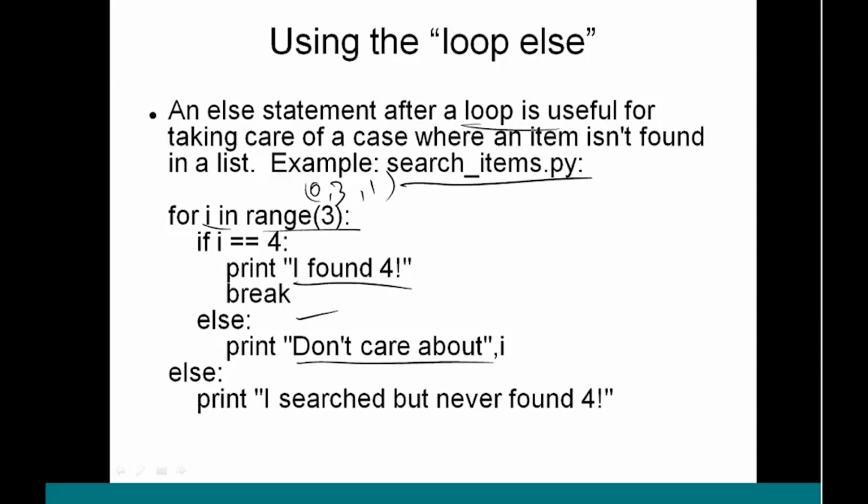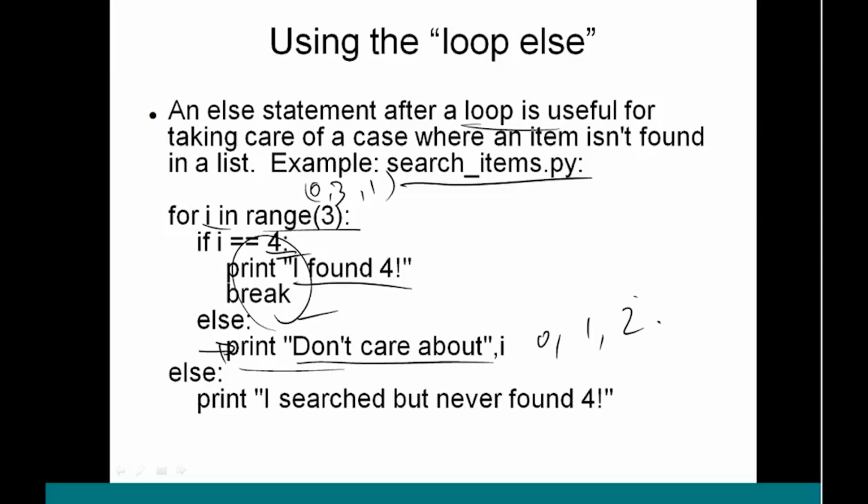Now obviously, in this case I will never be 4. So after going through the 3 iterations, it is going to exit the loop without anything, because it says I don't care about I. So don't care about 0, 1, 2. Those things get printed out by the statement.